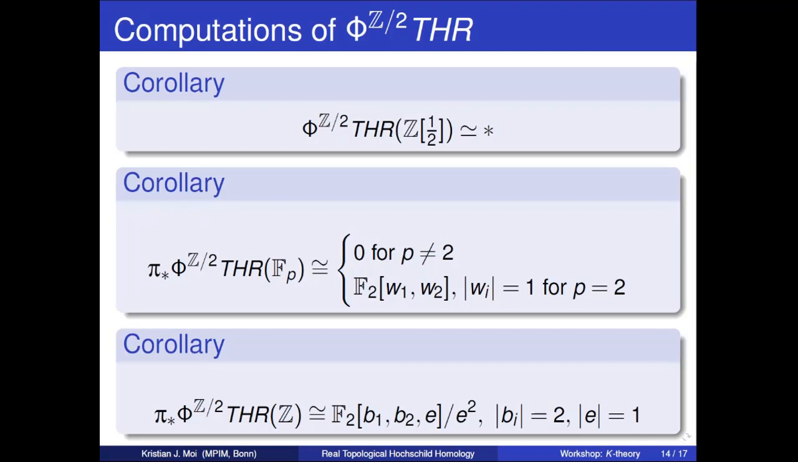So again, because we haven't inverted 2, we get this, and this is somehow where there is now this connection between the geometric fixed points of KR and Z and this thing. So one of the questions that we want to answer is, what is the relation between this and symmetric L theory of the integers? We don't know this, but there should definitely be some connection.